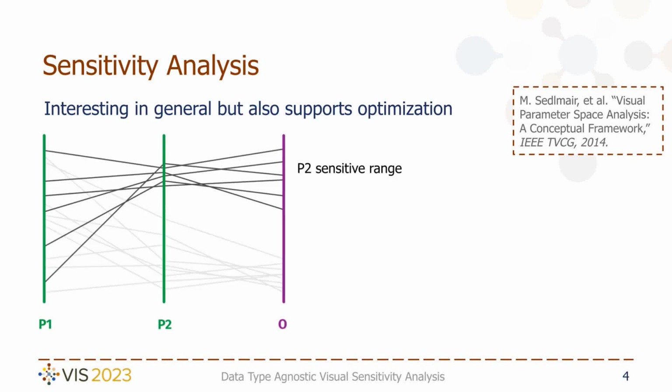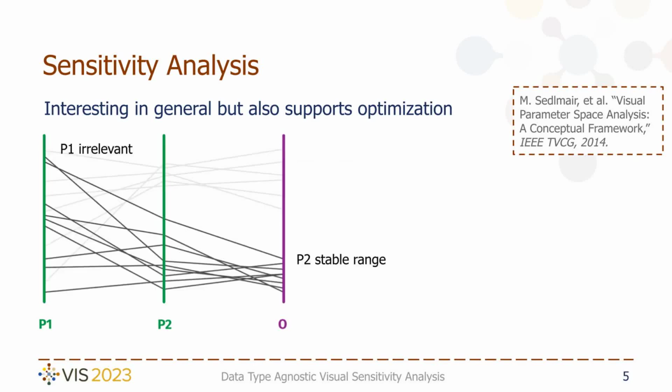When the outputs are more widely distributed than the parameter settings, we have found a sensitive subrange of the parameter. Similarly, when the outputs are more narrowly distributed than the parameter settings, we have found a stable subrange of the parameter. If no pattern exists, the parameter is likely relevant, as for P1.